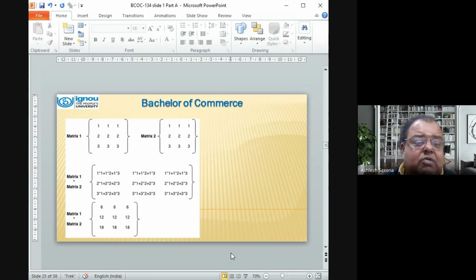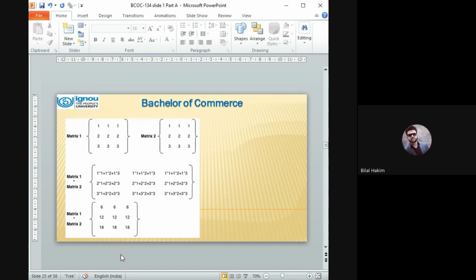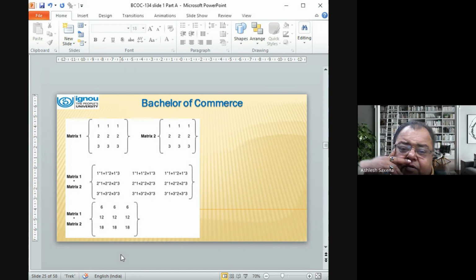So you can see how the multiplication of matrices of 3 by 3 order is being performed. The answer will be a 3 by 3 matrix. Is that clear? Yes. You have to move from left to right and top to bottom for each row and each column once.